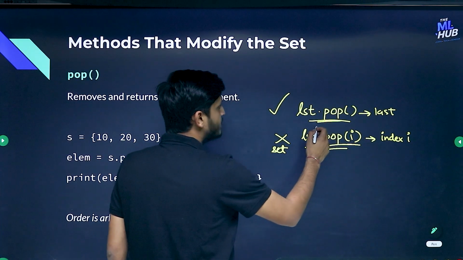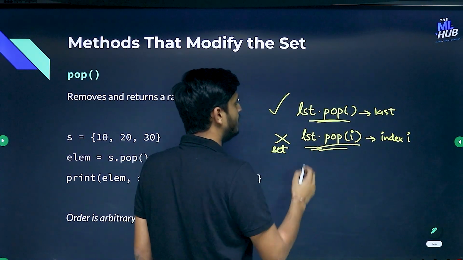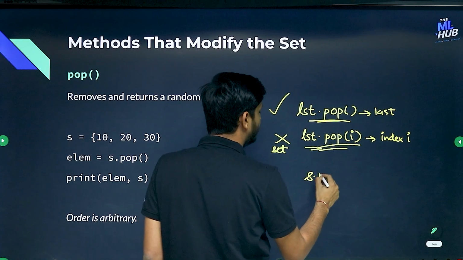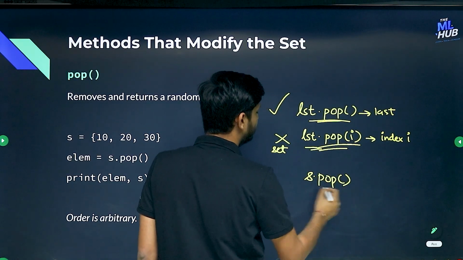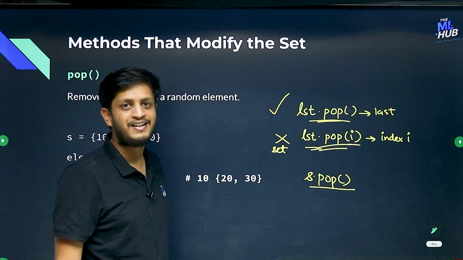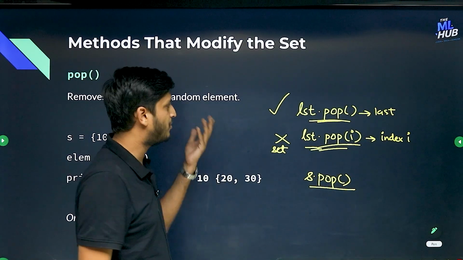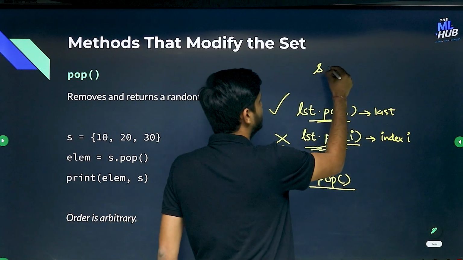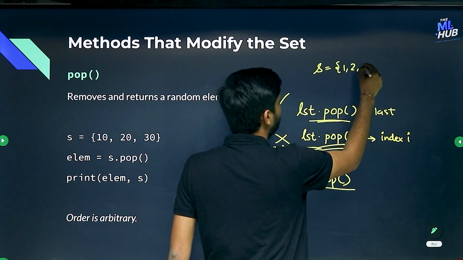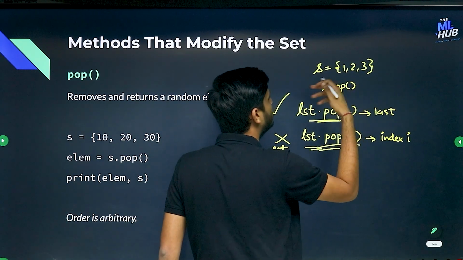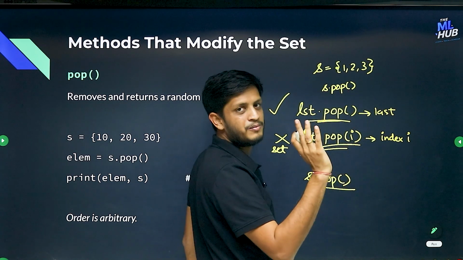So what will the pop function do? In a list it removes the last element, but in a set it will remove a random element. This is crazy. You don't have control over it. It will just remove a random element from the set. I don't know why they created it, but yeah. So if s = {1, 2, 3} and you do s.pop(), you don't even know which element will be removed. Some element will be removed.